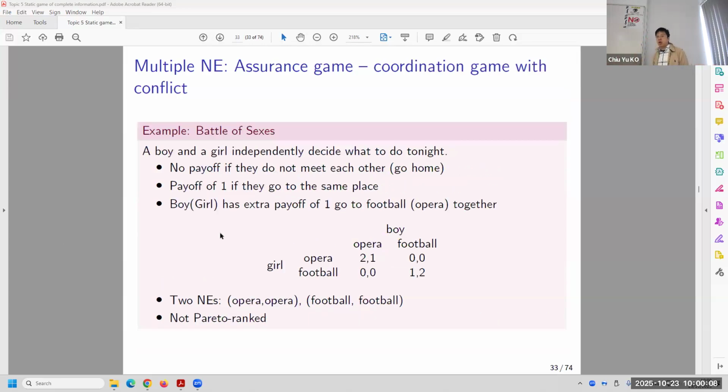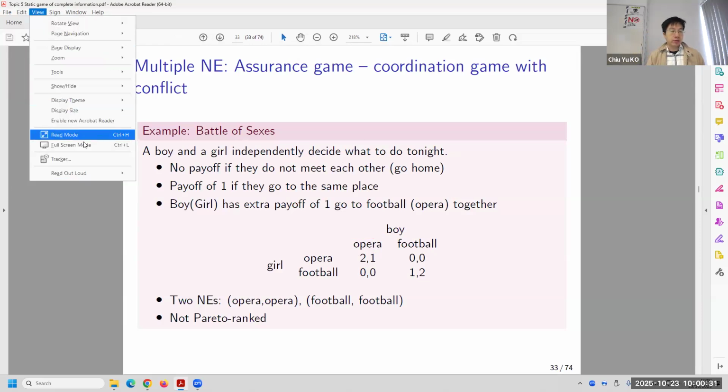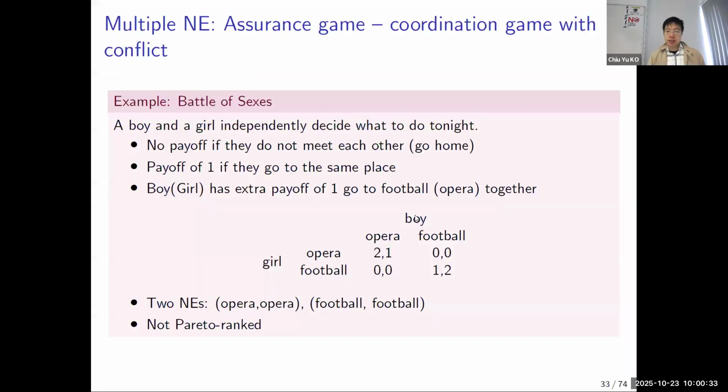So in other words, it's a coordination game, which in this case is symmetric. So the Nash equilibrium can be either opera. Maybe I should just full screen, right? Otherwise, it doesn't seem to look very good. So it's either opera or football.